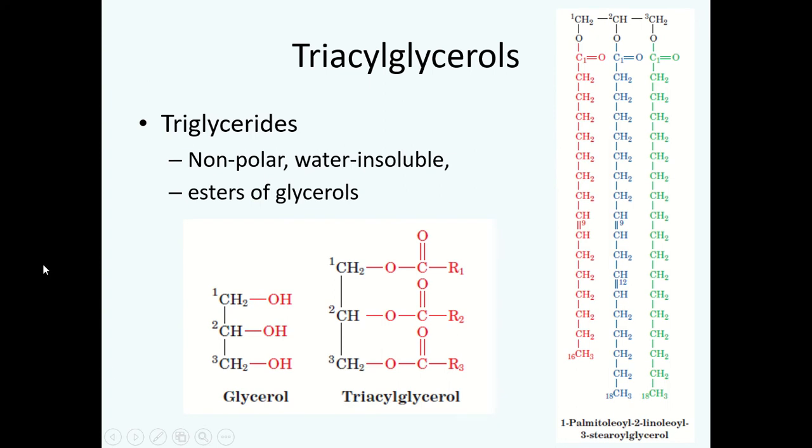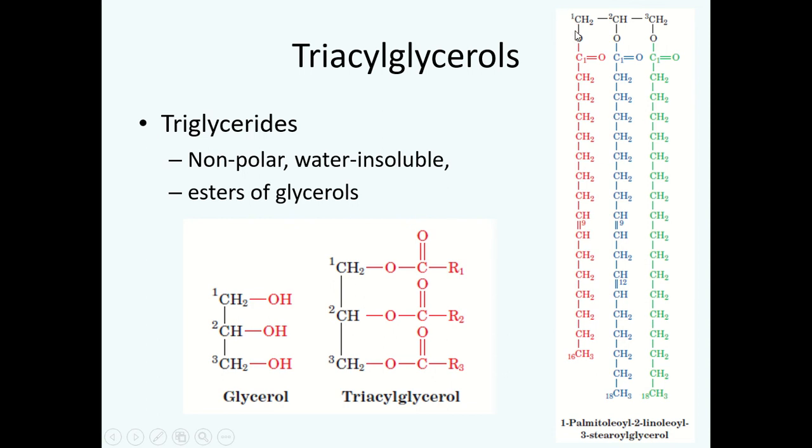And on this next slide, you can see this figure from the book. This shows the structure of glycerol here. And when glycerol undergoes esterification with these three fatty acids, it produces triacylglycerol. Triacylglycerols are also called triglycerides. These are non-polar substances. They are insoluble in water, and they are produced through an esterification reaction between glycerol and fatty acids. So this is a generalized representation showing any three fatty acids esterified to glycerol.